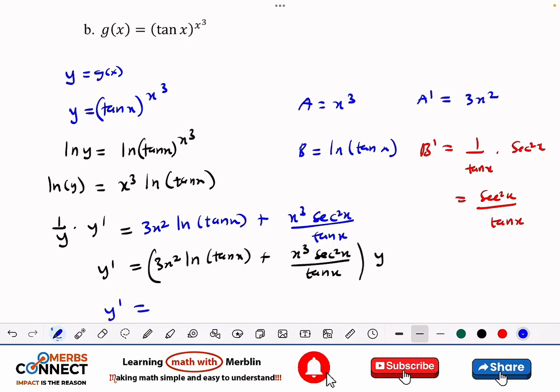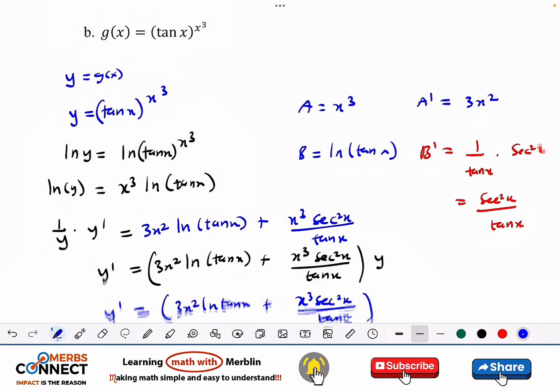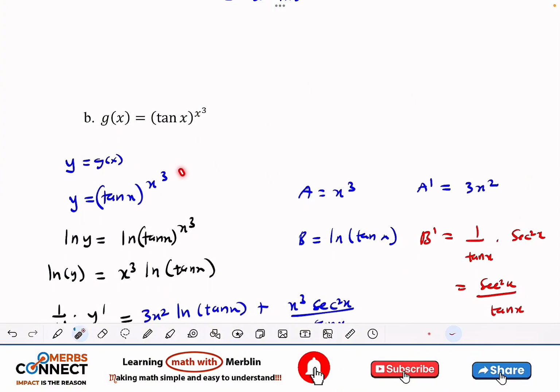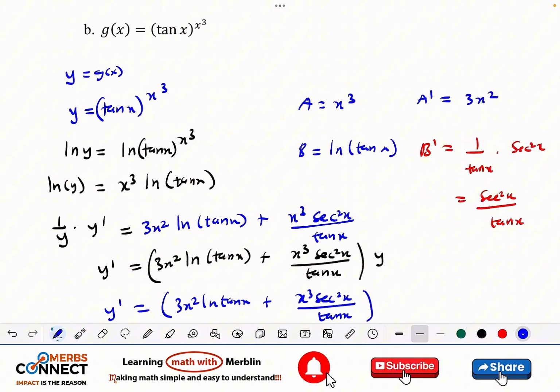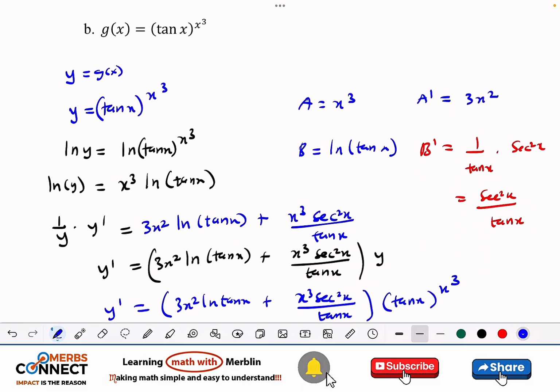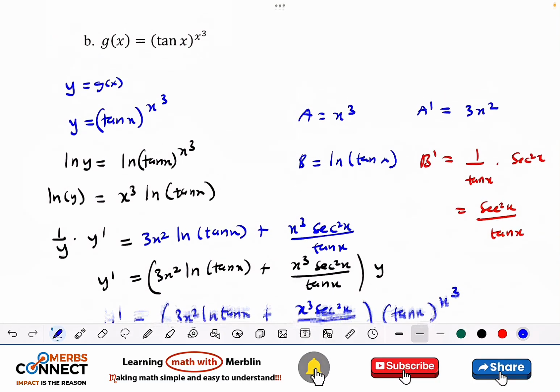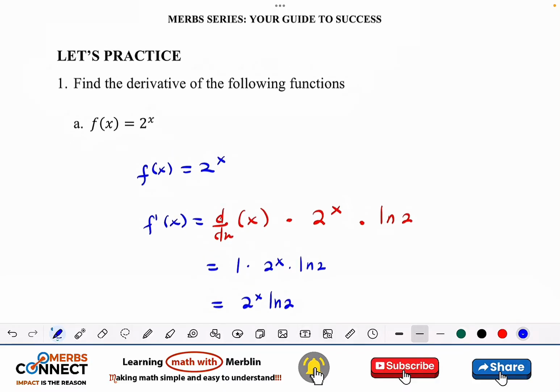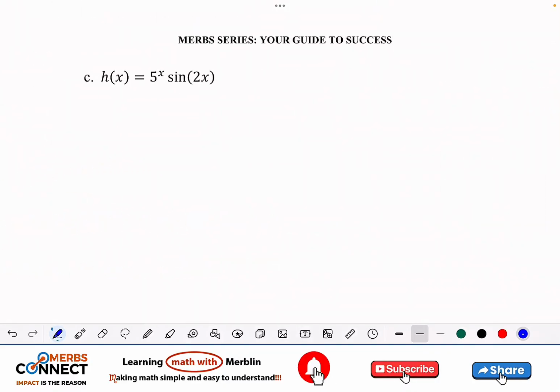y prime is equal to 3x squared natural log of tan x, right, plus x cubed sec squared x divided by tan x, times what is y? So always we need to go and look for y. y is equal to this. So we are going to have times tan x all to the power x to the power 3. So this is how we go through the process of finding non-constant base, and when we are talking about constant base, let's take more examples to practice, right? Using some of the ideas from the previous video.